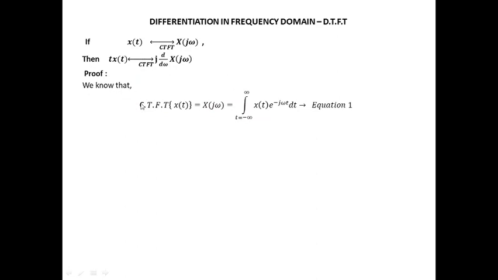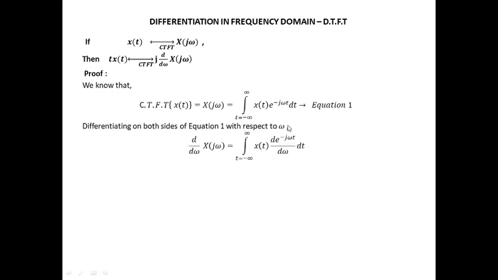Here we know the CTFT of x of t, as usual we know the formula. To prove this, we are differentiating. See, CTFT of x of t equals X of j omega. Note that we need d by d omega, so we are exploiting this. We differentiate on both sides with respect to omega. Here, which factor is dependent on omega? The one which is dependent is e power minus j omega t. When you differentiate with respect to omega, you will be getting minus jt, which we are taking as common.